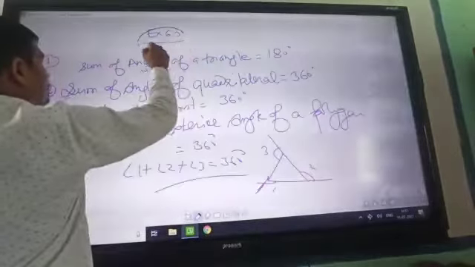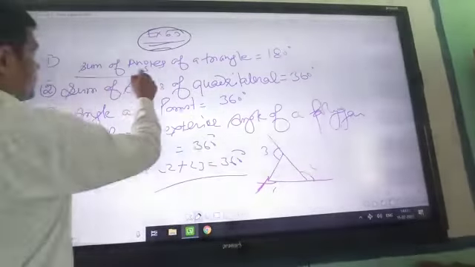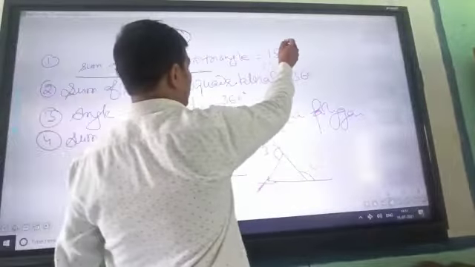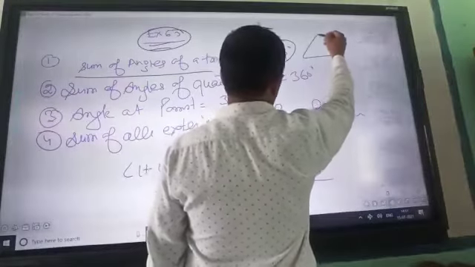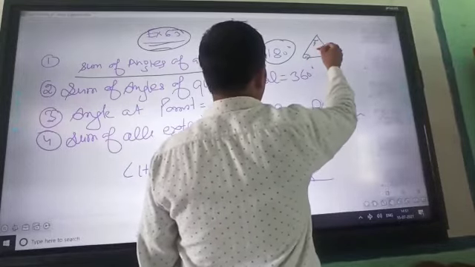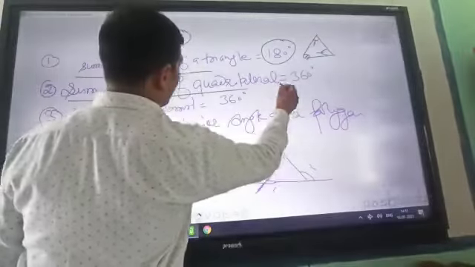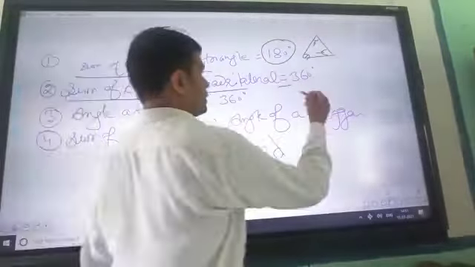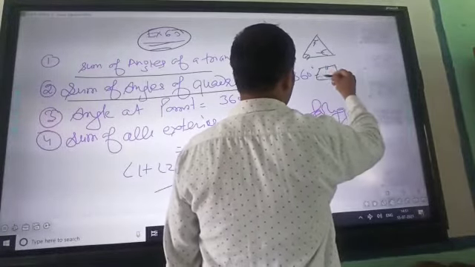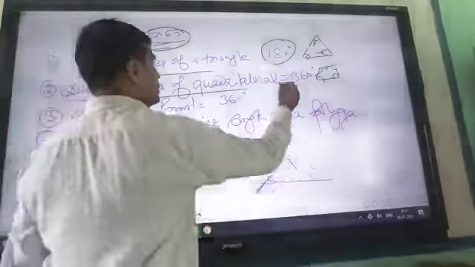The main points of this exercise are: the sum of the angles of a triangle equals 180 degrees. If a triangle is given, the sum of the internal angles of the triangle will be 180 degrees. Similarly, the sum of the angles of a quadrilateral equals 360. A quadrilateral is a polygon which has four sides, so the sum of its internal angles is 360.